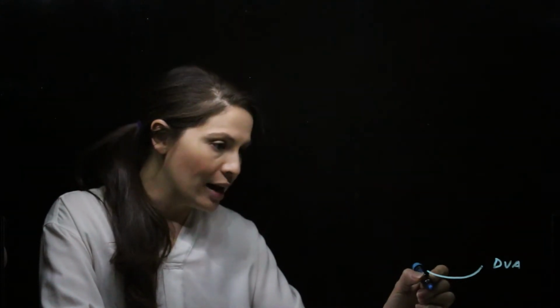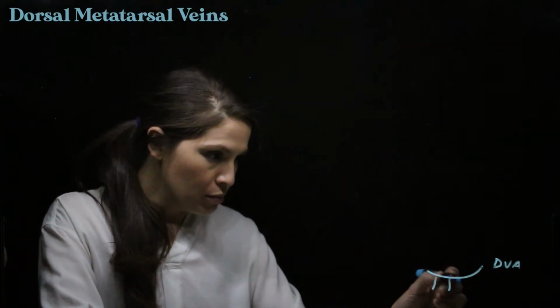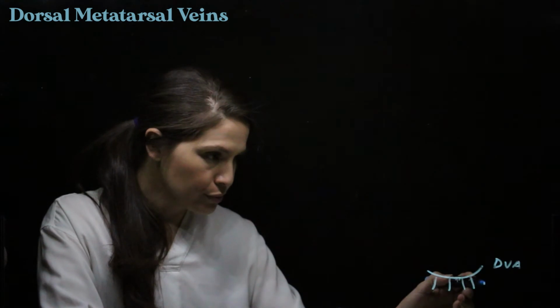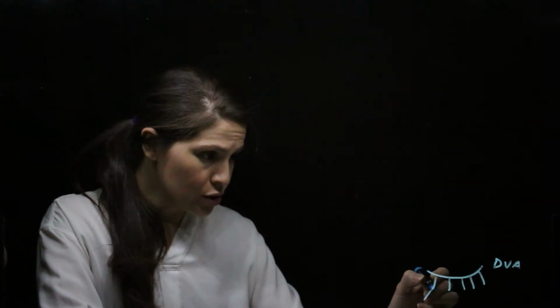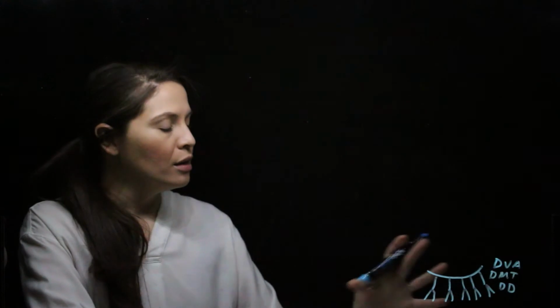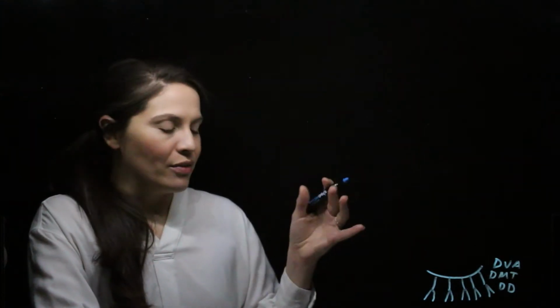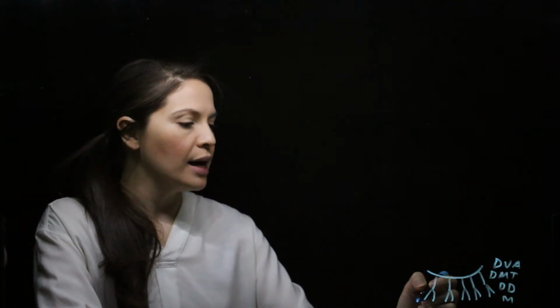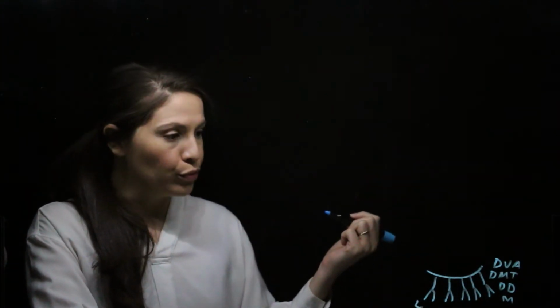And draining into the dorsal venous arch, you will have your dorsal metatarsal veins. And then running into those, you will have your dorsal digital veins. So dorsal digital, and then your dorsal metatarsals. Okay, I won't write vein. We know we're dealing with the veins here. So let's say that this side is medial and this side is lateral.